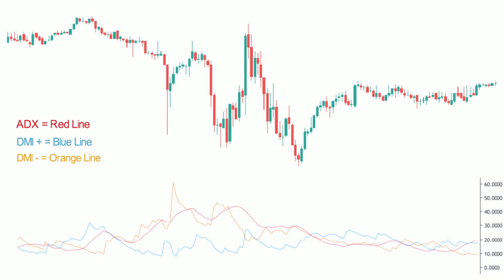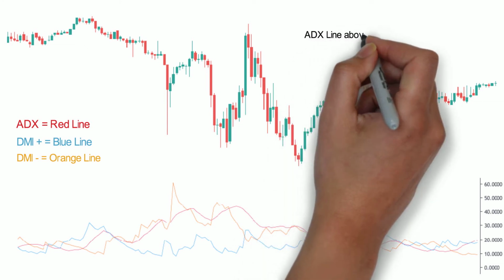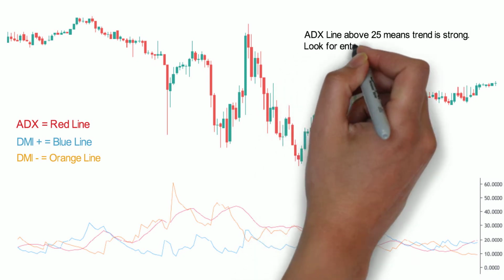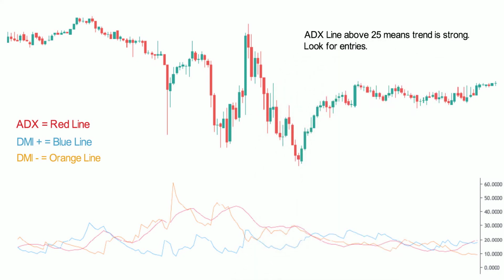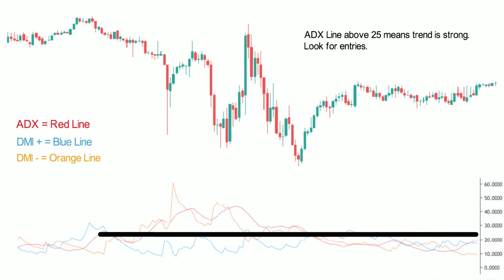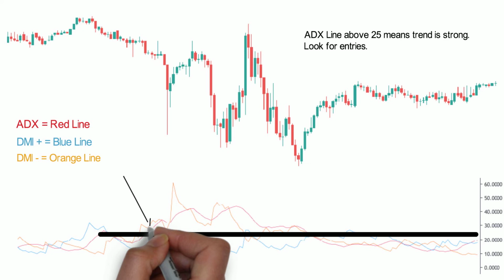Now, the first thing we're going to talk about is the ADX red line. Now, it's generally considered that if this line is above a value of 25, that momentum is strong, and that is when you can start looking for entries, okay? If the ADX line is above 25, trend is strong, look for entries. So let's take a look at an example here. If you look right here, the ADX has crossed above the 25 line. And so now you can begin to look for entries in your momentum, okay?